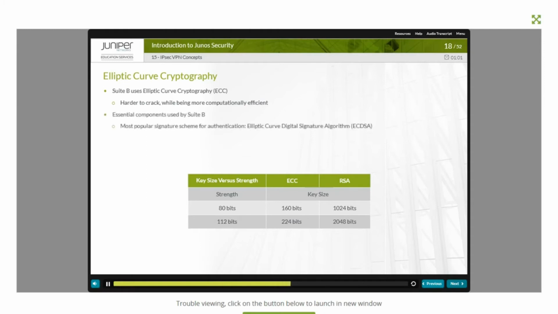The most popular signature scheme that uses elliptic curves is the Elliptic Curve Digital Signature Algorithm, or ECDSA. The most popular key agreement scheme is Elliptic Curve Diffie-Hellman, or ECDH. An ECDH exchange is a variant of the Diffie-Hellman or DH protocol, and both ECDH and ECDSA are integral parts of the Suite B cryptography.